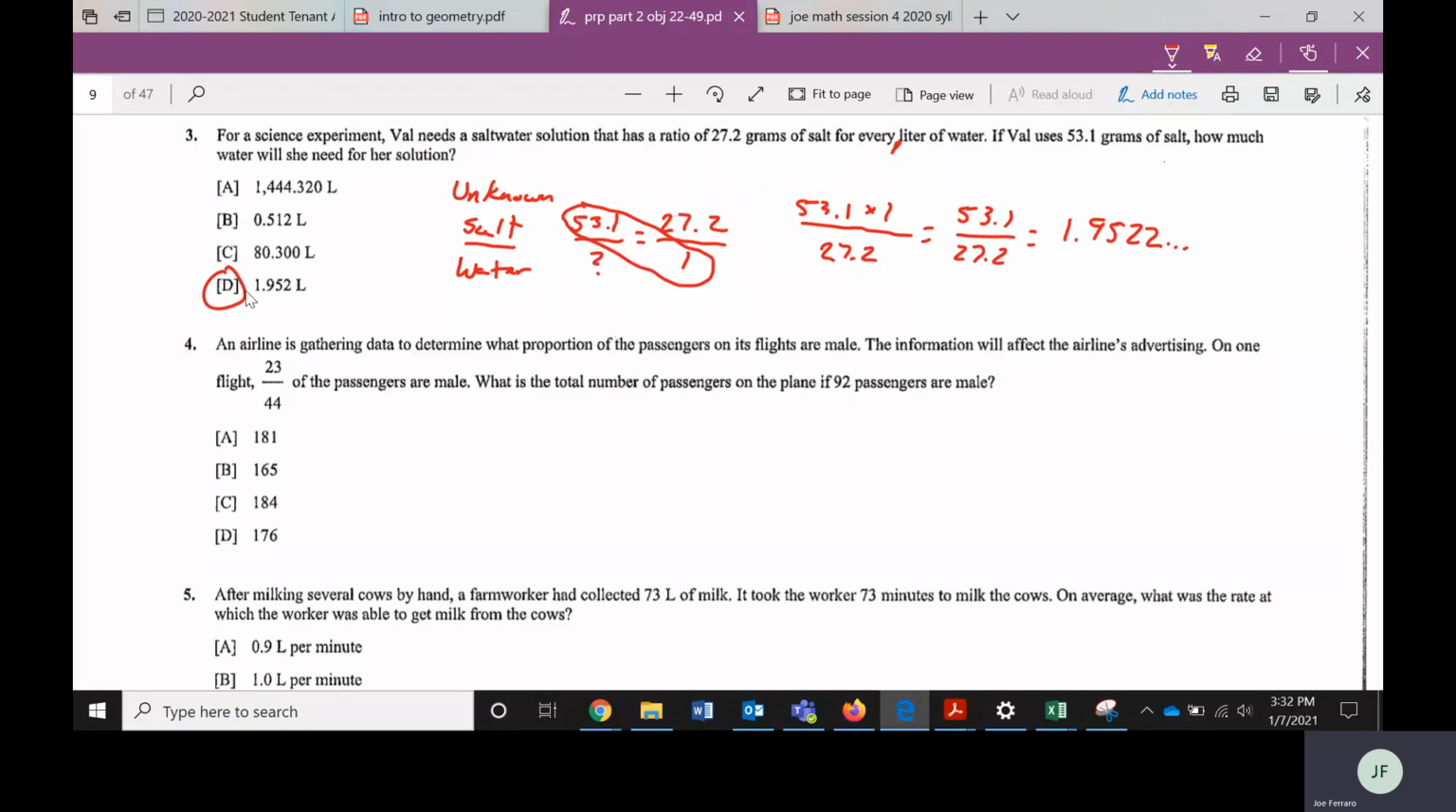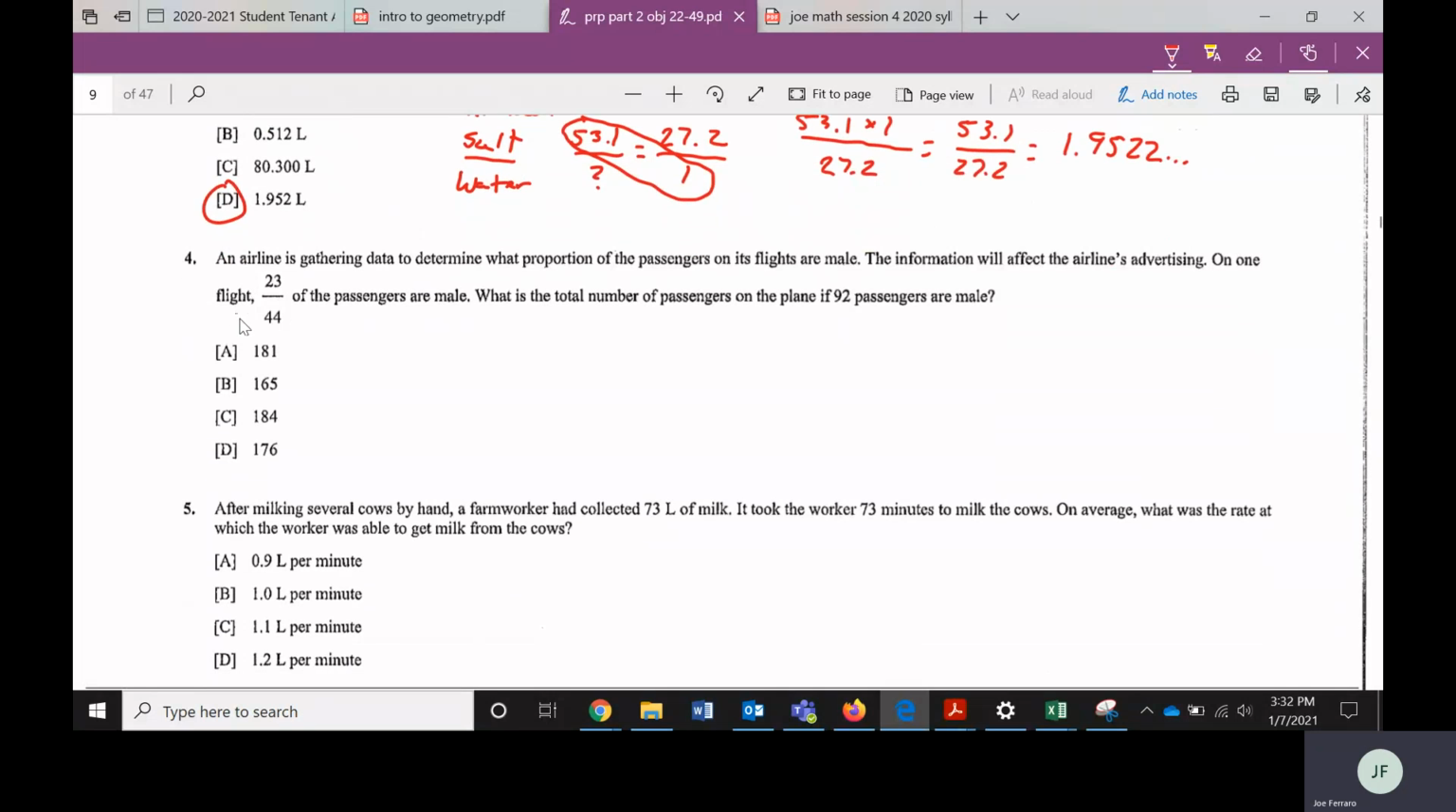All right, so we're getting there. About a third of the way done. Number 4, an airline is gathering data to determine the proportion of passengers on its flights that are male. The information will affect the airline's advertising. On one flight, 23/44 of the passengers are male.